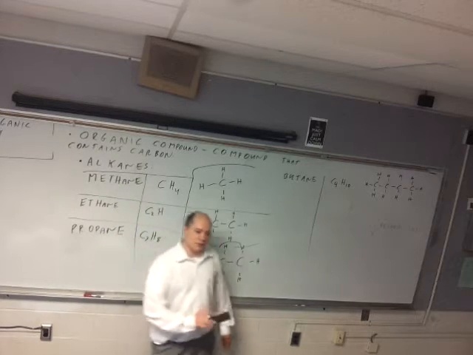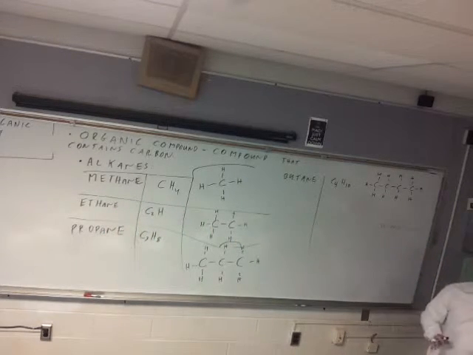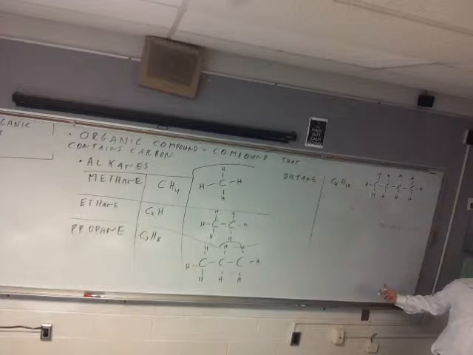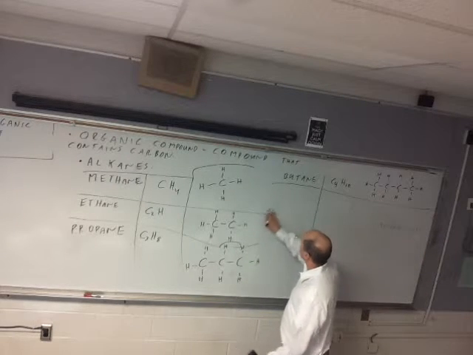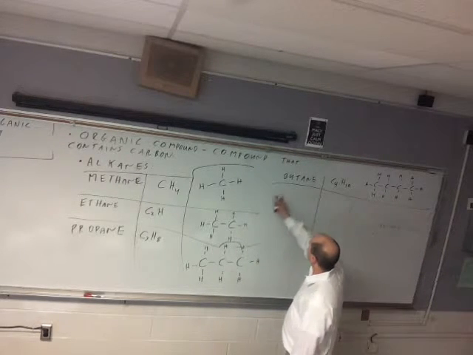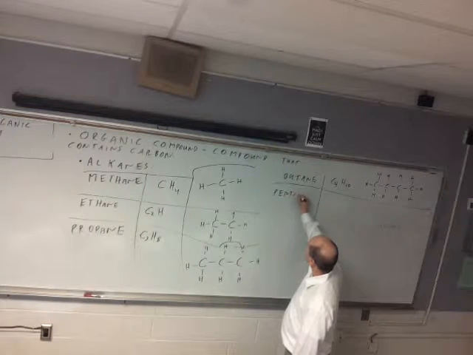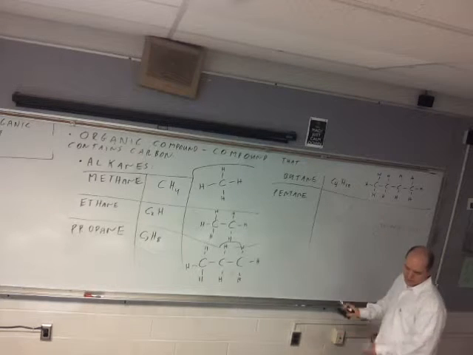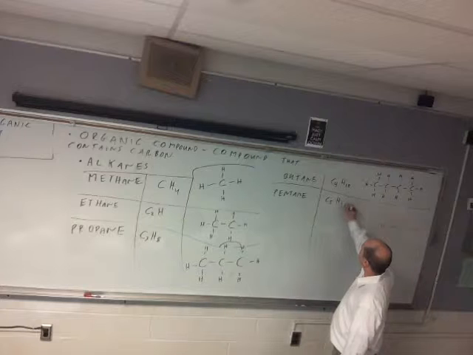All right, after 4, and you will need to remember these 10, the next 6 are easy because they use the prefixes from shapes. So if you know your shapes, what's a 5-sided shape? Pentagon. So 5 carbons will be pentane. What's the formula here? C5H12.